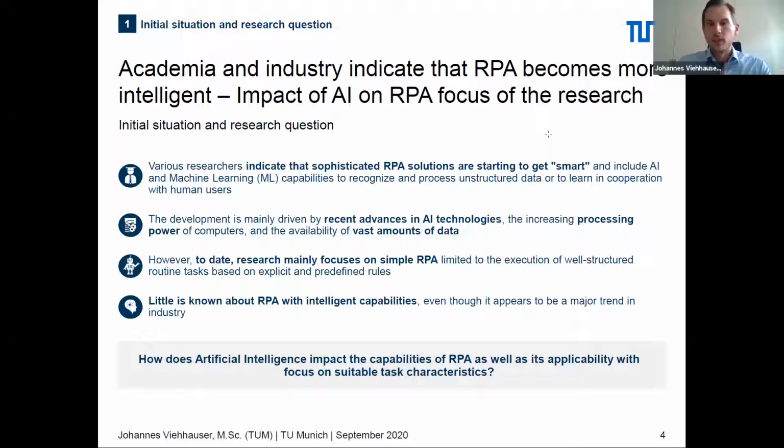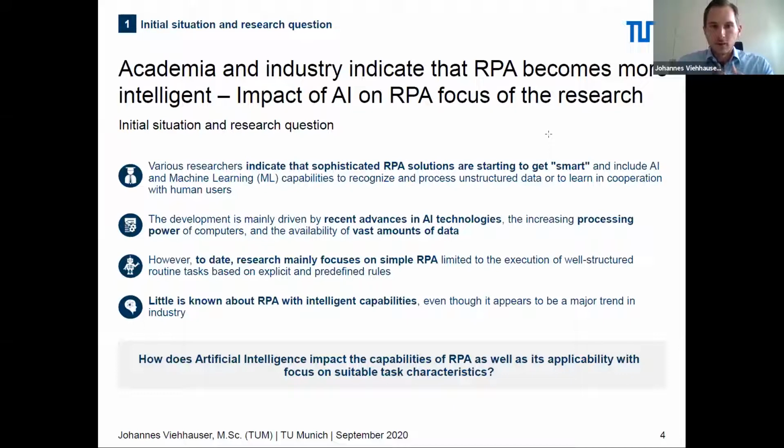As many of you may know, in recent years, both in the corporate world and in research, there have been indications that RPA is becoming smart and intelligent. A lot of authors indicated that RPA, for example, includes optical character recognition to detect unstructured text, or machine learning capabilities in order to learn in cooperation with human users.